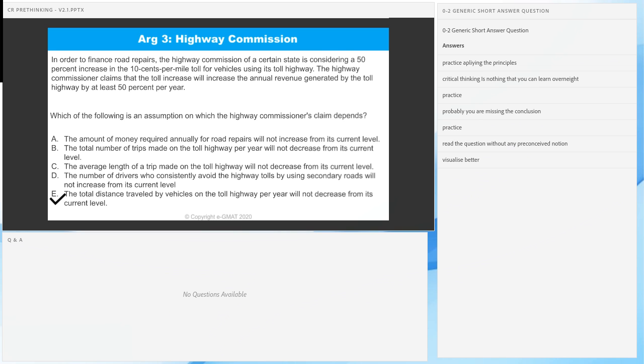Visualize better. That's a much better answer. Yes. So the key thing over here is, when you think about focusing on improving anything, a lot of us focus on the output.